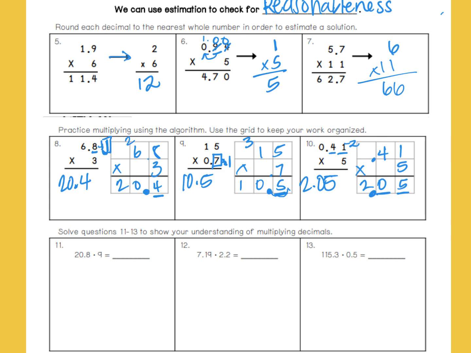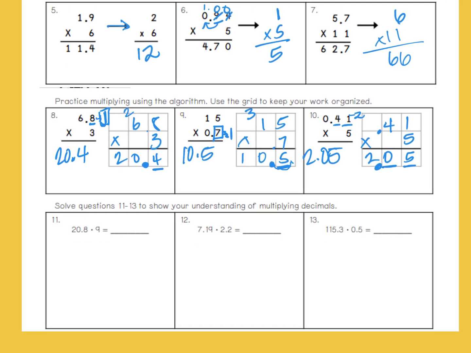All right, now I'm going to do number 11. So I'm going to set it up like normal, remembering that I do not have to line up my decimals when I multiply. So I have 20.8 times 9. So 20.8, there's one number behind my decimal. So I know that I'm going to need one number behind my decimal in my solution.